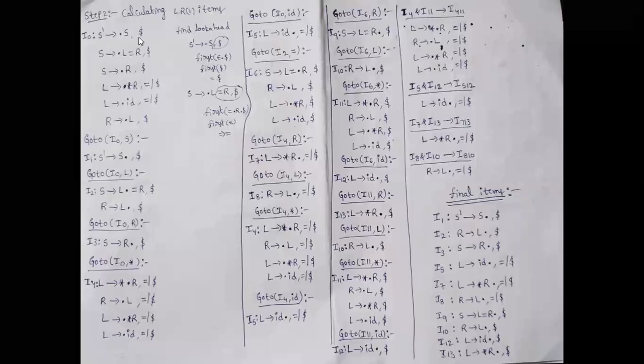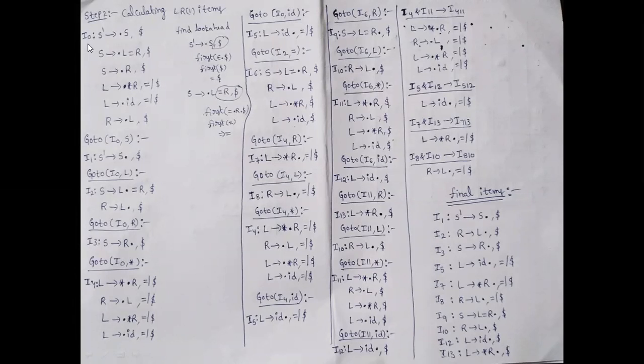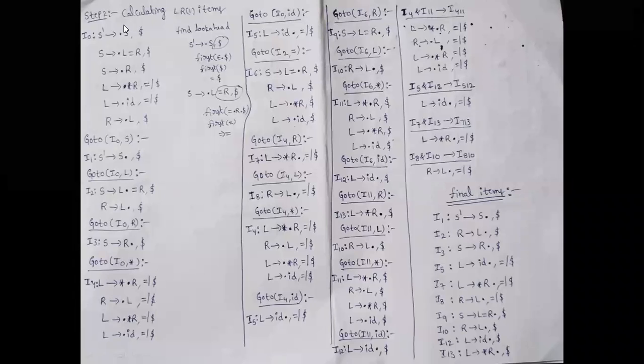Okay. So then we are considering these productions with the state I naught. Then we have to calculate the go to function. So what is the go to function? So we are applying the go to function. The dot is moving one position to the right. So we are applying go to on S.